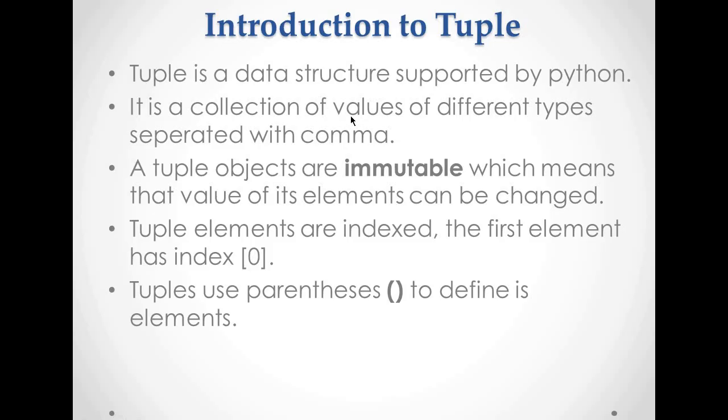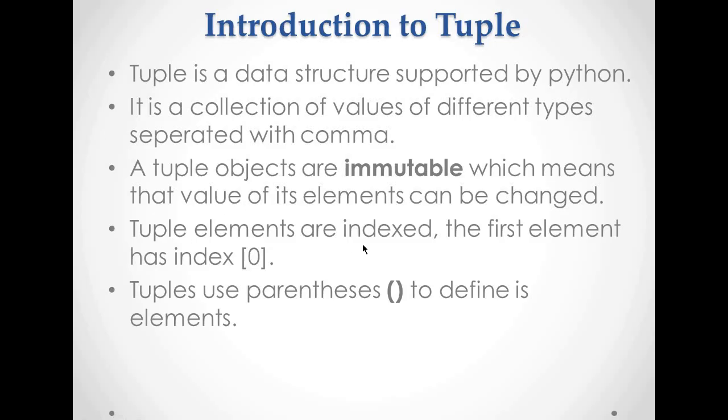A tuple can contain more than one value, and each value can have a different data type. That is, one value can be an integer, float, string, boolean, likewise. And each value is separated with a comma. Tuple objects are immutable. Immutable means once we have created the tuple, we cannot make any changes. That is, we cannot add any new elements or delete elements from the tuple.